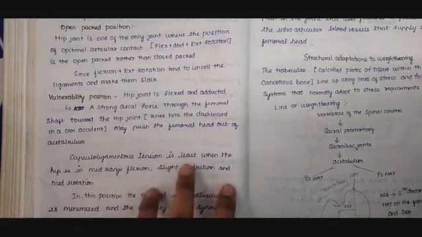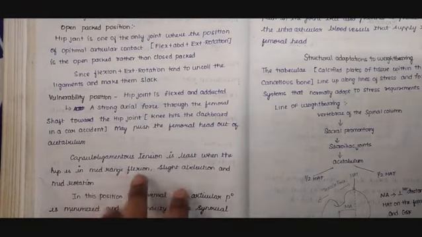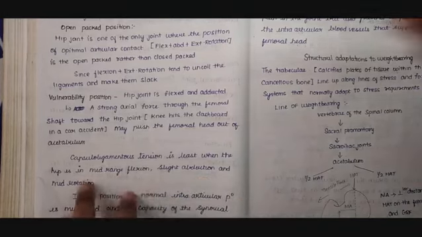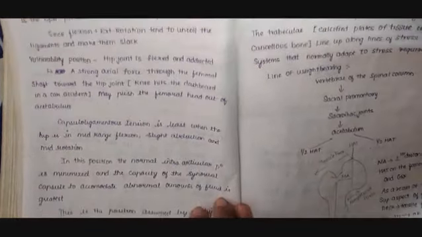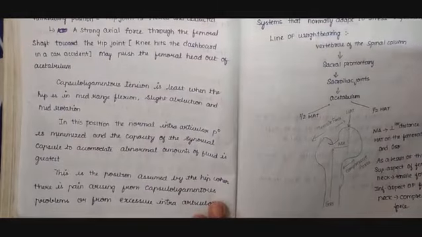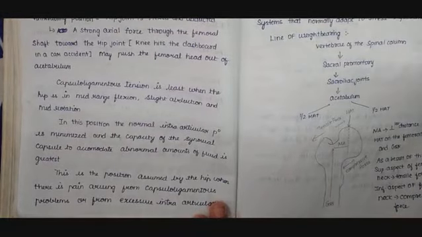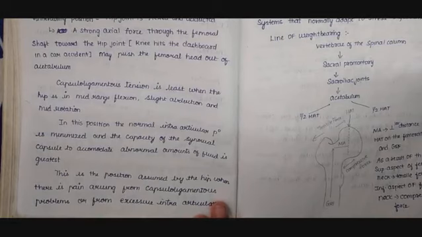Capsuloligamentous tension is least when the hip is in mid-range flexion, slight abduction and mid-rotation. In this position, the normal intra-articular pressure is minimized and the capacity of the synovial capsule to accommodate abnormal amount of fluid is greatest.